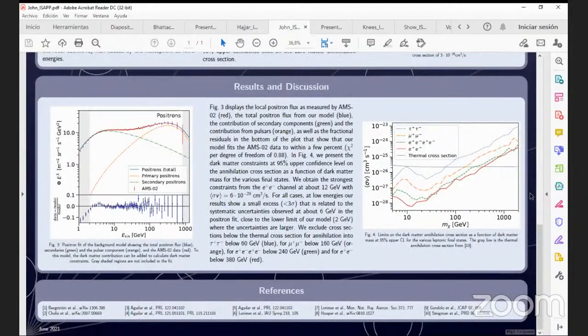And as you can see, for taus, we get the weakest constraints, but we constrain below the thermal cross-section at about 60 GeV and lower. And for E plus E minus, we get the strongest constraints where we constrain below the thermal cross-section below about 380 GeV. And we get our strongest constraint also for E plus E minus at 12 GeV, and for a dark matter annihilation cross-section of 6 × 10⁻²⁹ centimeters cubed per second.